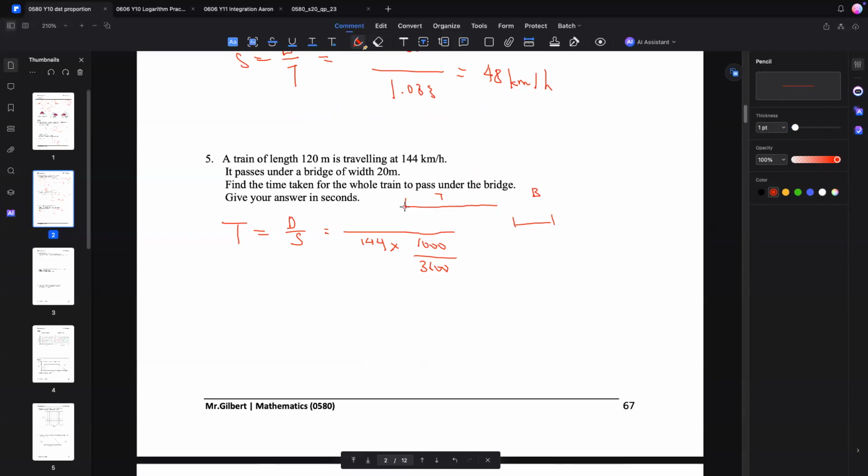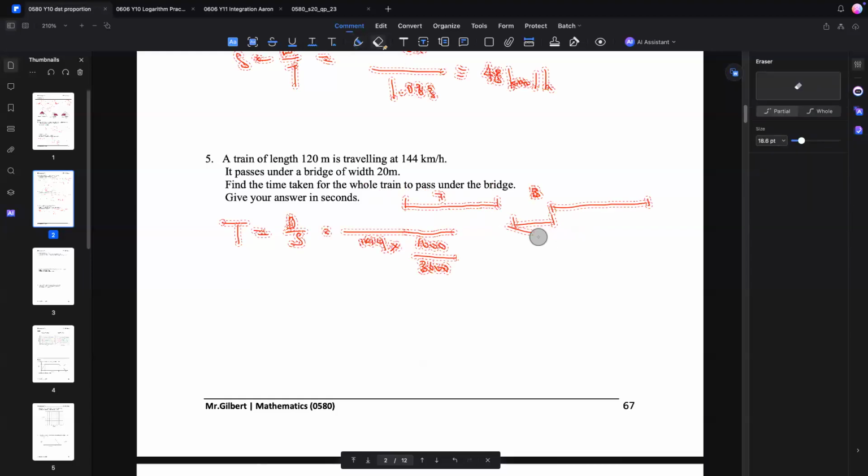Your train is 120 meters. So if you want the whole train to fully pass under the bridge, the train must be here, and then the bridge must be here. That is fully passed. Okay?